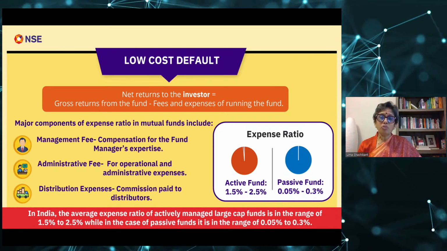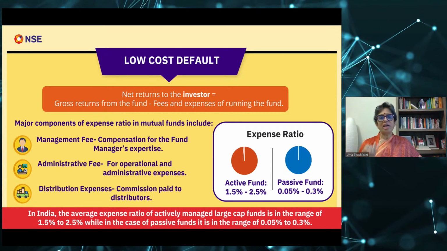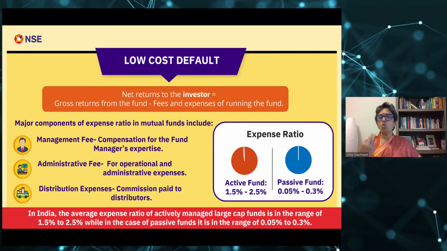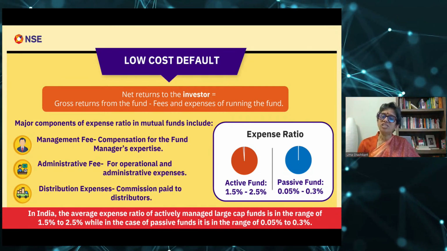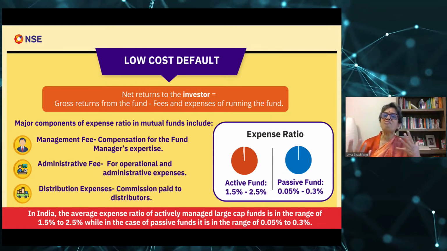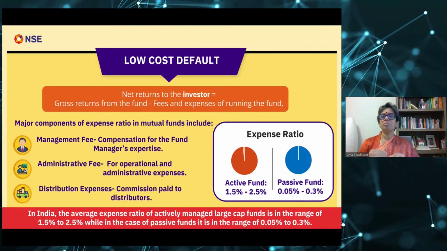And the advantage for me is now, what is it that I don't incur? I don't incur the management fee. I don't incur the administrative expenses. I don't incur distribution charges. Now, why will you incur these charges? An active fund will have about 1.5% of charges. Why? Because the fund manager hopes to make a return which is better than the index.